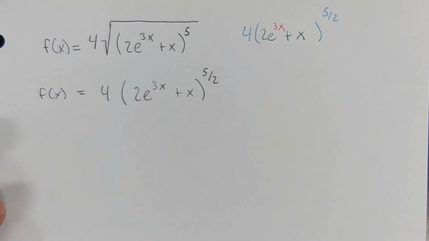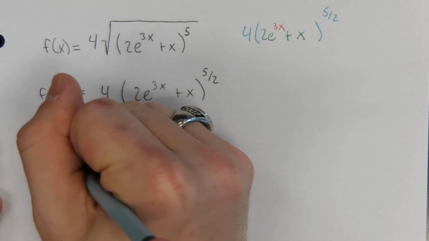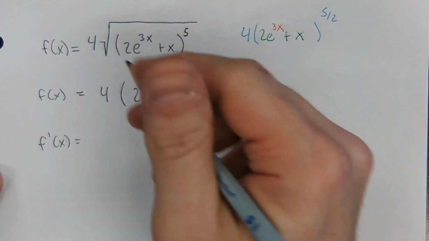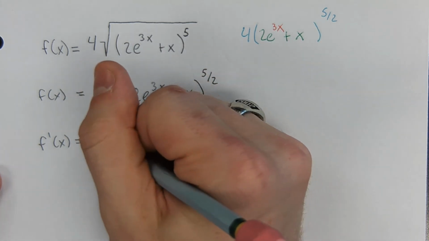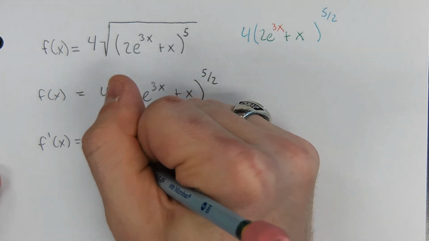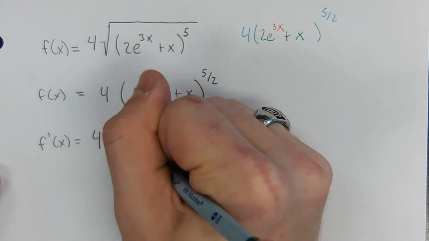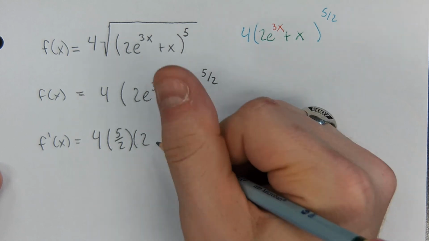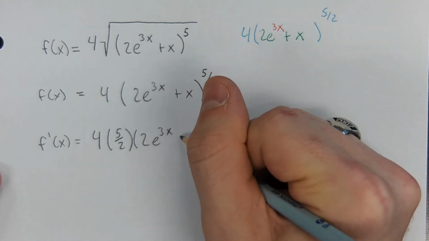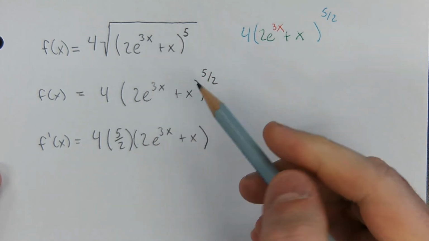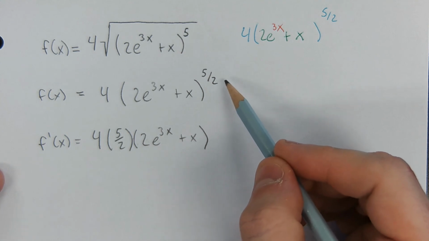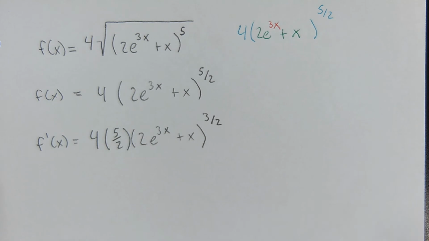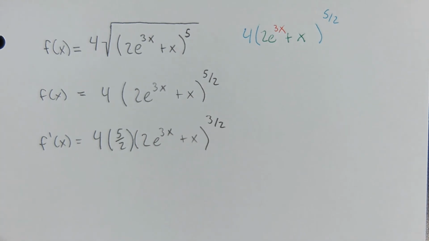Let's let her go. F prime of x. First we do the blue derivative. I'm not going to skip any work. I've got the 4. I'm bringing down the 5/2. Not touching the inside, 2e to the 3x plus x. And subtracting 1 from 5/2. That gives me 3/2. That is the blue derivative.